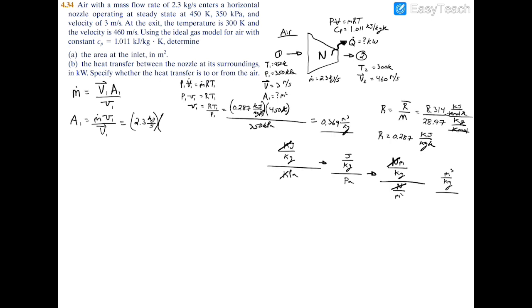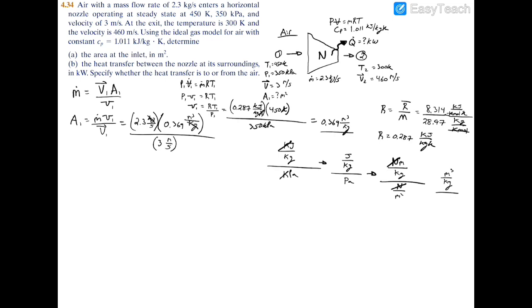And now what I'll do is I'll go ahead and throw that into here. So I'll have 0.369 kilograms, m³ per kilogram. And we're going to divide that by our velocity at 1, which is just 3 meters per second. Now multiply this whole thing out.